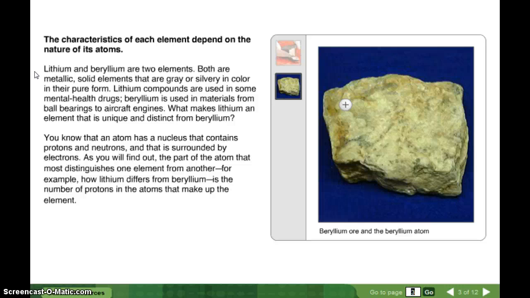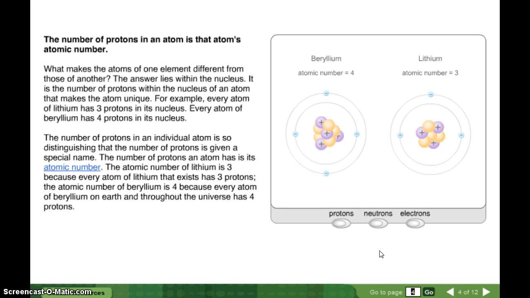What makes lithium an element that is unique and distinct from beryllium? You know that an atom has a nucleus that contains protons and neutrons, and that is surrounded by electrons. As you will find out, the part of an atom that most distinguishes one element from another, for example, how lithium differs from beryllium, is the number of protons in the atoms that make up the element. So, protons are the most important thing for telling which element an atom is. The number of protons in an atom is that atom's atomic number.